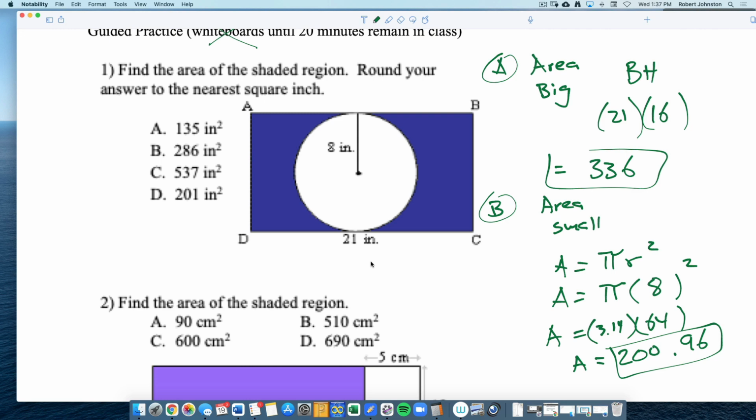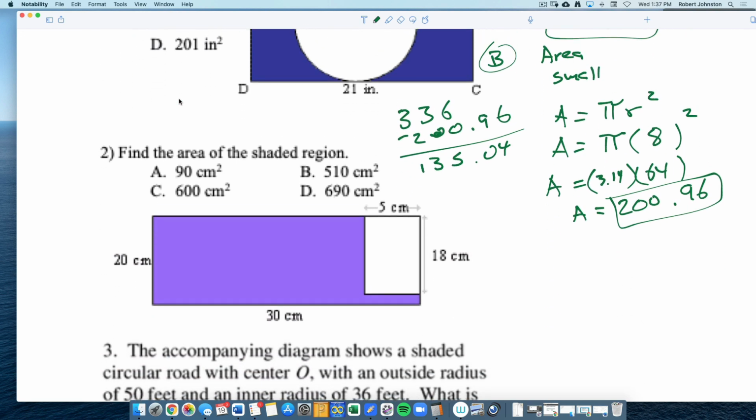Yeah, 336. Subtract by 200. Okay, use your calculator. 135.04. It's what? 135. Okay, and they want us to round it to the nearest inch, so what's that? Cool. Looks like it's 8. All right, let's try another one.